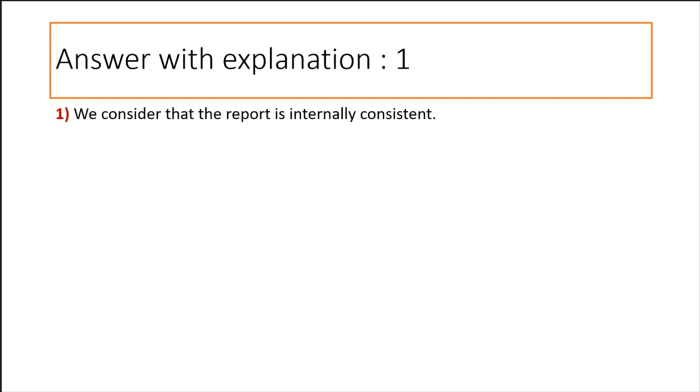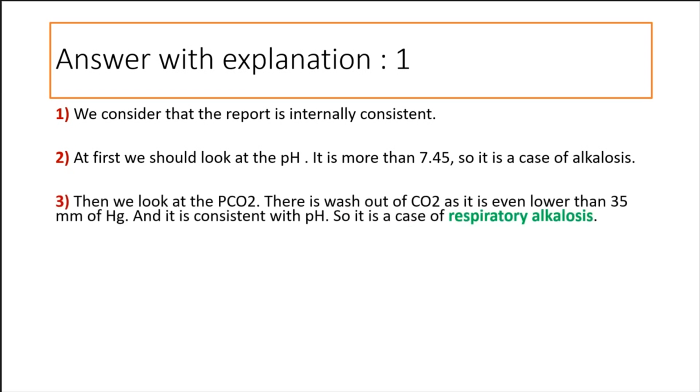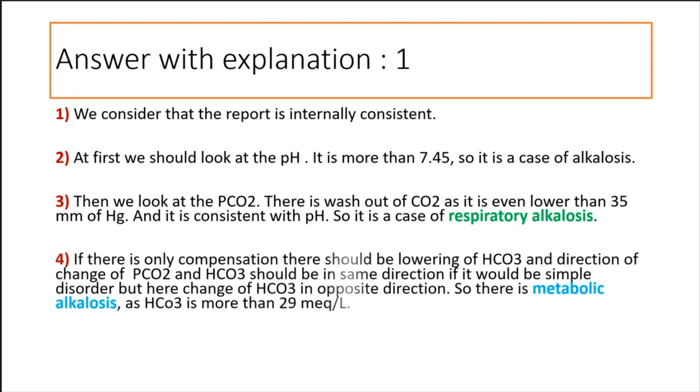We consider that the report is internally consistent. 2. At first we should look at the pH. It is more than 7.45, so it is a case of alkalosis. 3. Then we look at the PCO2. There is washout of CO2 as it is even lower than 35 mm of Hg, and it is consistent with pH. So it is a case of respiratory alkalosis.